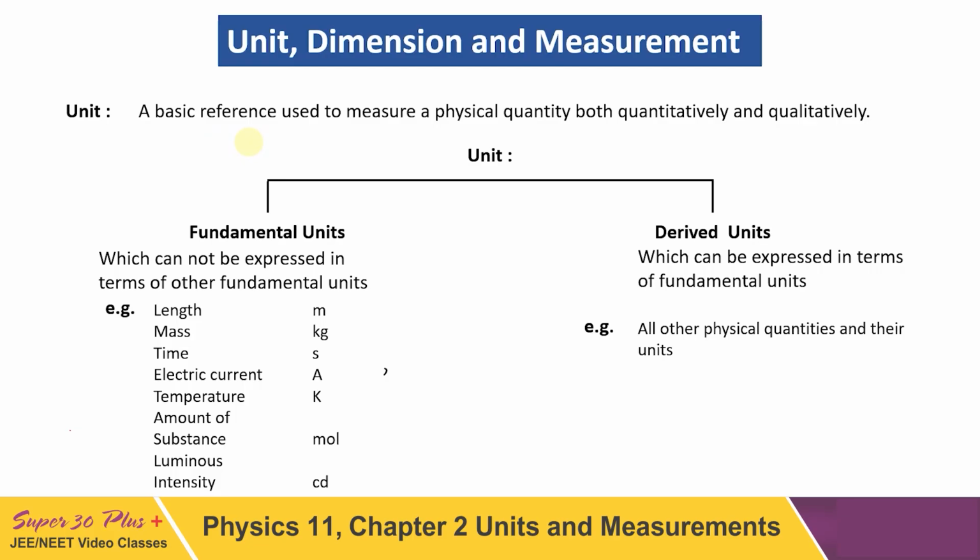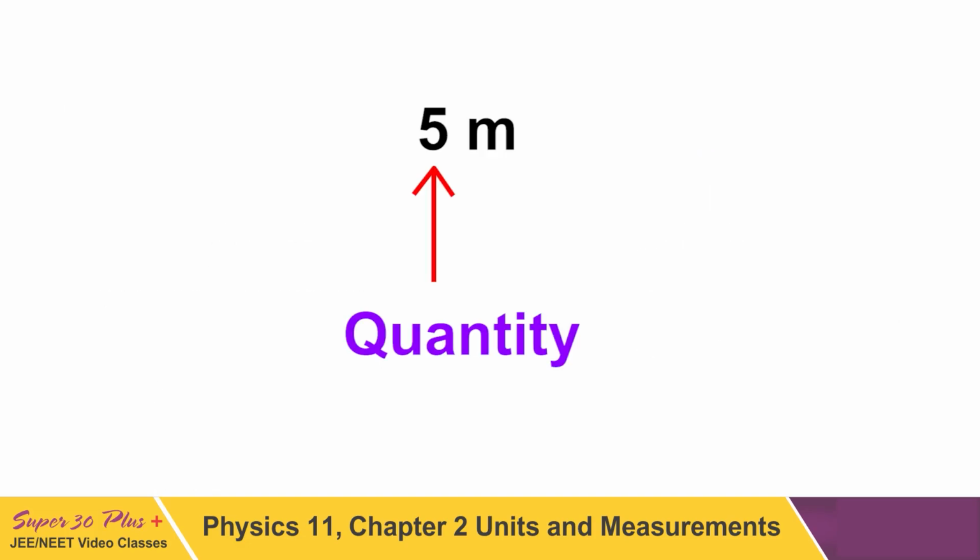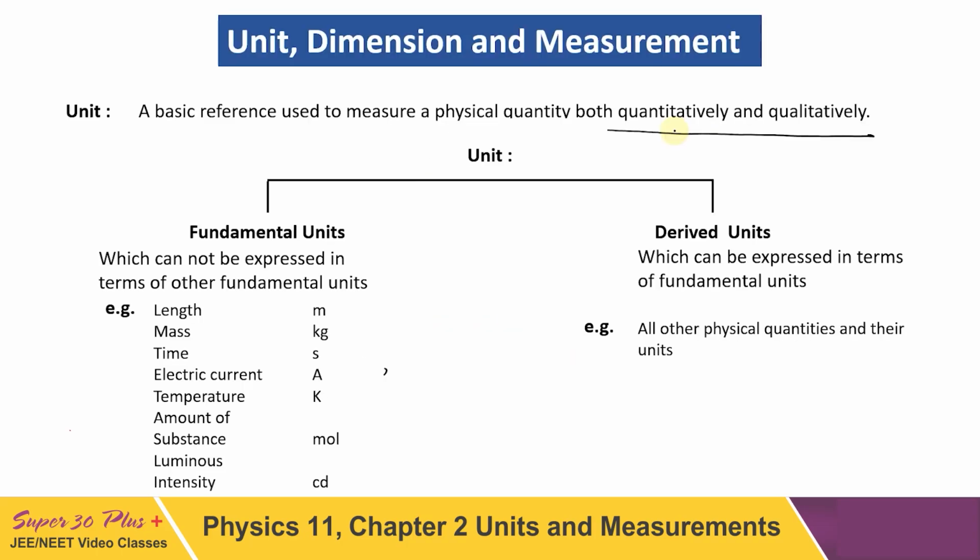Another thing is there, quantitatively and qualitatively. So quantitatively means that if you are writing 5 meter, that 5 represents the quantity. It does show that it is 5 times the reference value, and qualitatively when we are saying meter, it does show that it has to be a length. The physical quantity that is to be measured is a length. So unit is a reference used to measure a physical quantity both quantitatively and qualitatively.